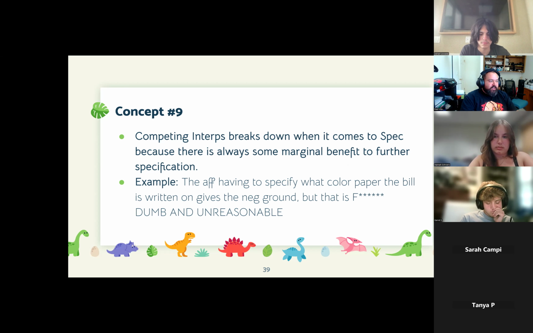Spec is infinitely regressive, right? Because they can always ask us to do X, Y, Z thing further. Therefore, the judge should intervene and establish what is and is not reasonable.